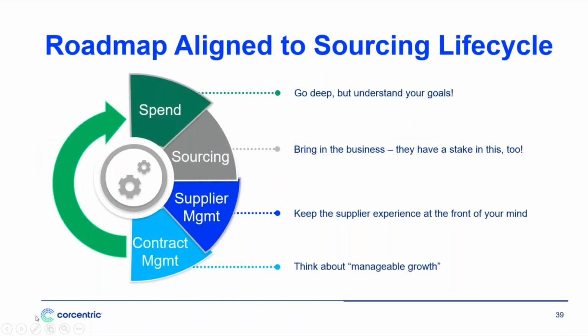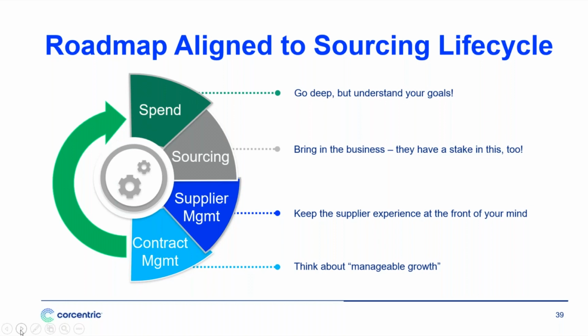When it comes to spend, go deep, but understand your goals. So as Andrew mentioned, you can get really granular from a UNSPSC code and know exactly how many pens you're buying. That's useful information, but even more so, you want to know where your office supply spend is in aggregate, who's buying what from where, so you can aggregate, combine that, and identify opportunities to leverage your aggregated spend in the marketplace.